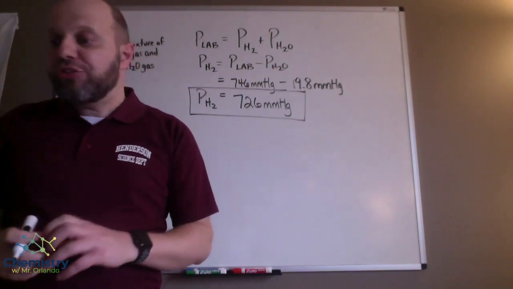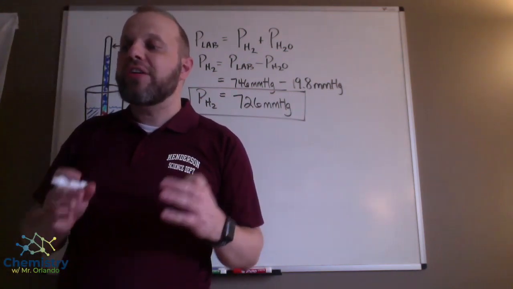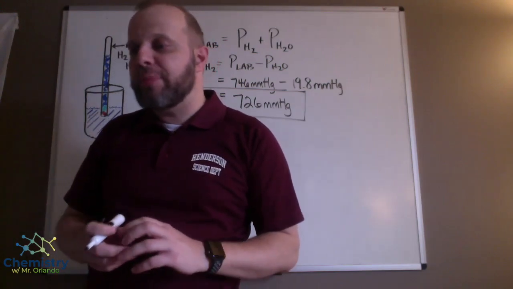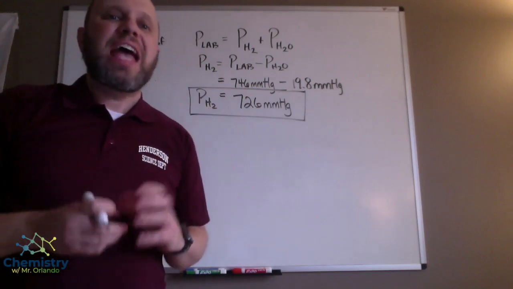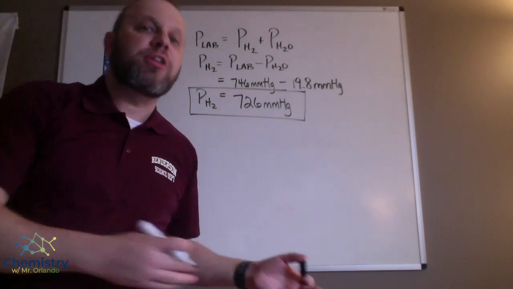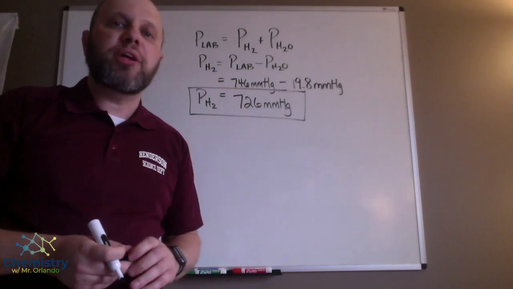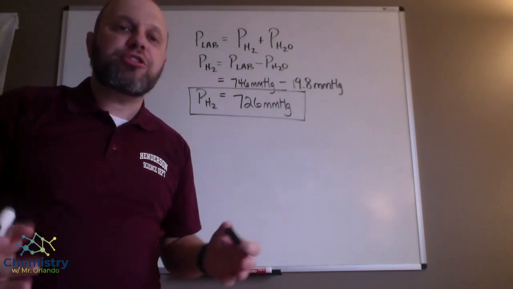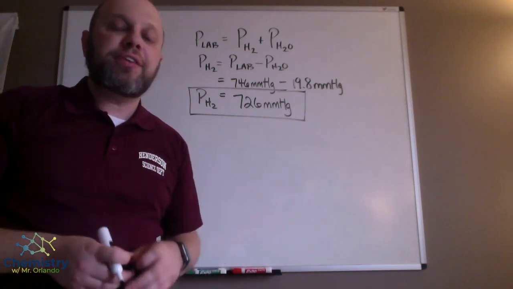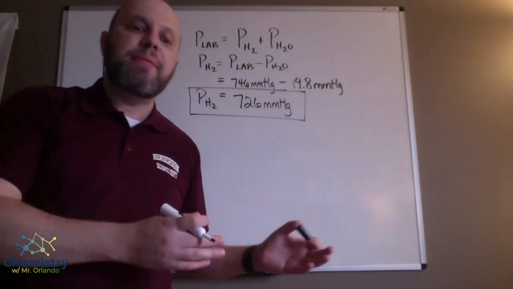Now, question number 2 says, use the combined gas law to calculate the corrected volume at STP. So watch your units for temperature and pressure. As a reminder, STP means standard temperature and standard pressure. Standard temperature is 0 degrees Celsius or 273.15 Kelvin. Standard pressure is equal to 1.00 atm, or in this case, since we're using mmHg, it's equal to 760 mmHg.